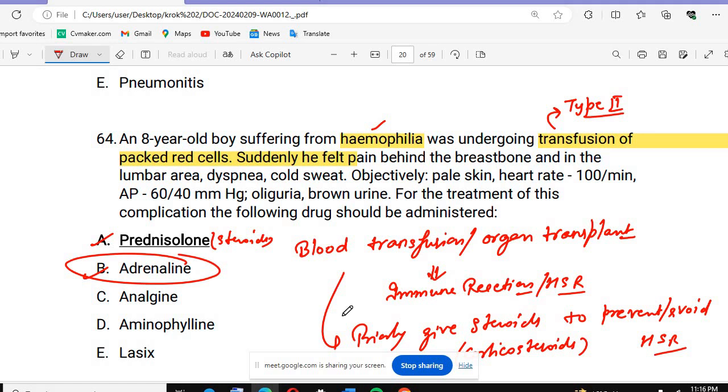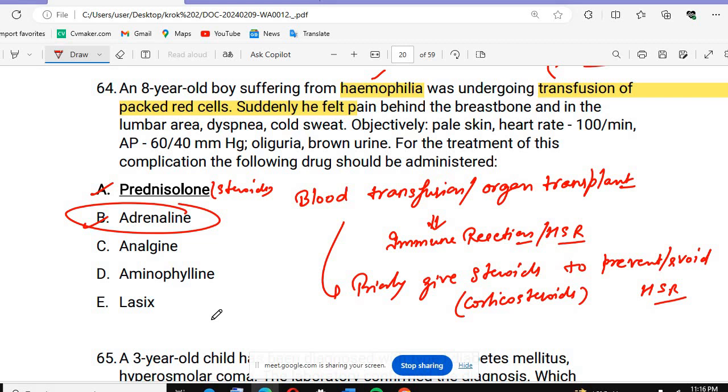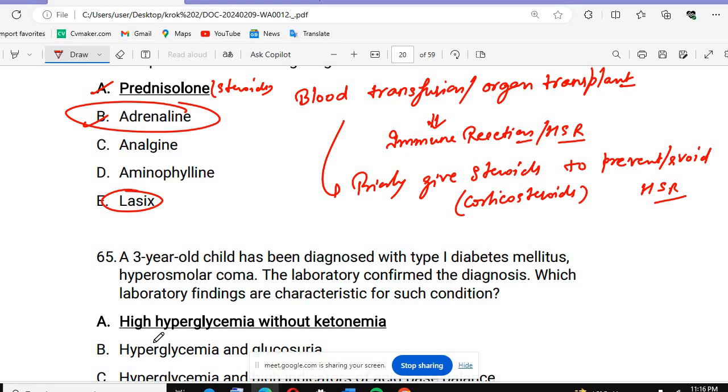Then we have analgin, aminophylline, and Lasix. These drugs are not used. Lasix is important for chronic heart failure stage 1 and 2 as well. So in any condition where edema is there, we also use Lasix.